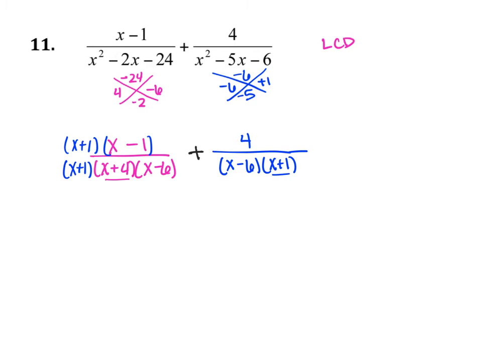I have an x plus 4 in the pink fraction that I didn't have in the blue one, so it's missing an x plus 4, which means my least common denominator actually has to have an x plus 4, an x minus 6, and an x plus 1. It has all of those parts.